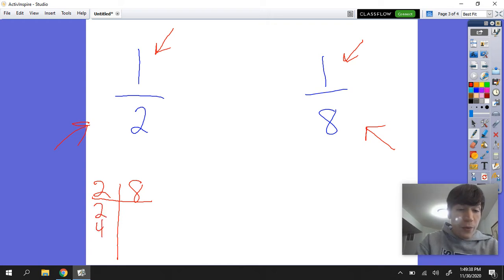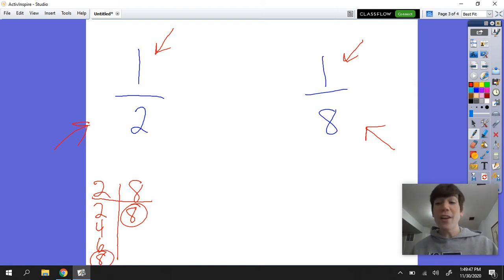That means, what is the multiple between these two numbers that is the smallest and the same, the thing that is in common? So I'm going to write down a few for 2. So I'm going to count by 2s, 2, 4, 6, 8. And then I'm going to write down some from 8, and you'll notice that the first multiple of 8 is a match. This tells me that our common denominator between 1/2 and 1/8 is 8.